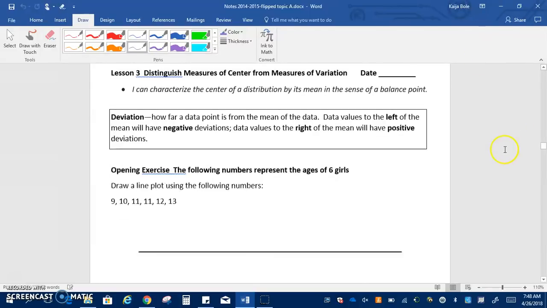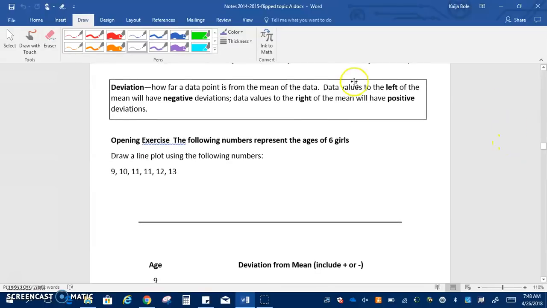So to start, they ask us to draw a line plot using the following numbers. So I'm going to look at my list here, and I see I just have 9 through 13, so I can just do singles. So I'm going to have a 9, 10, 11, a 12, and a 13. And then I'm going to put my dots on here, so 9 gets a dot, 10 gets a dot, 11, another 11, 12, and a 13. Okay?